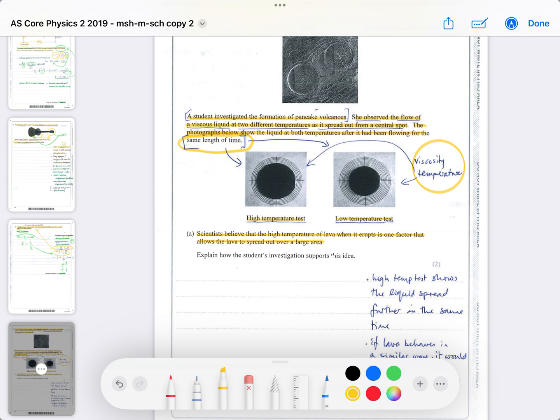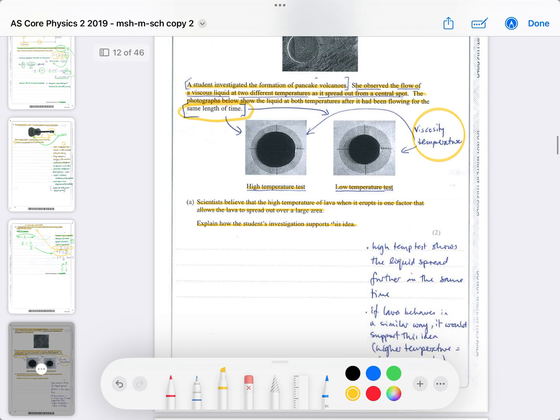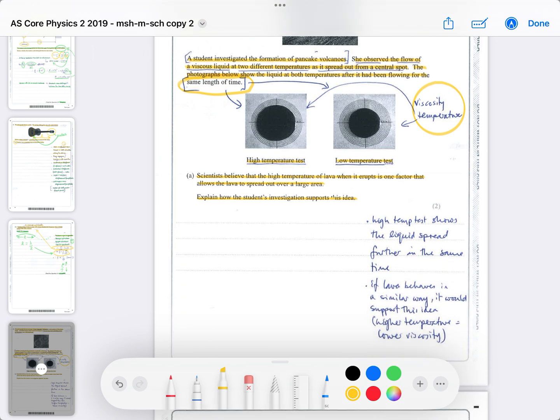Okay, makes sense? Explain how the student's investigation supports this idea. So now again, you've got to put your thoughts into a clear rationale. These are my bullet points I want to include. High temperature tests show that the liquid spreads further in the same time. Don't forget to say in the same time, because remember, that was a controlled variable. It shows you're taking account of the detail.